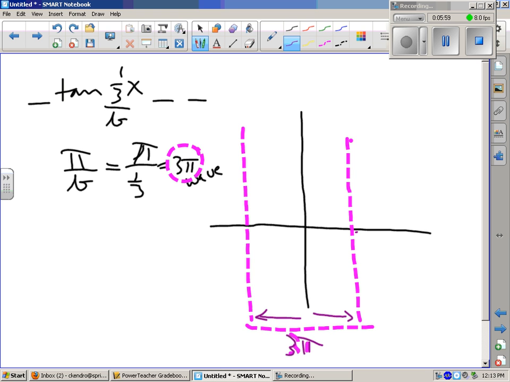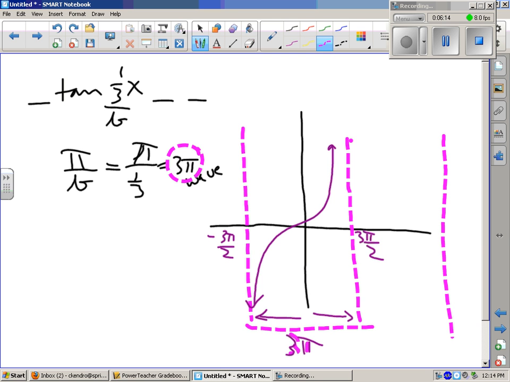So these labels would be 3 pi over 2 and negative 3 pi over 2. And then tangent is a rising graph, so it looks like that. Now let me put in one more asymptote. It'd be over here, so I have to extend it.